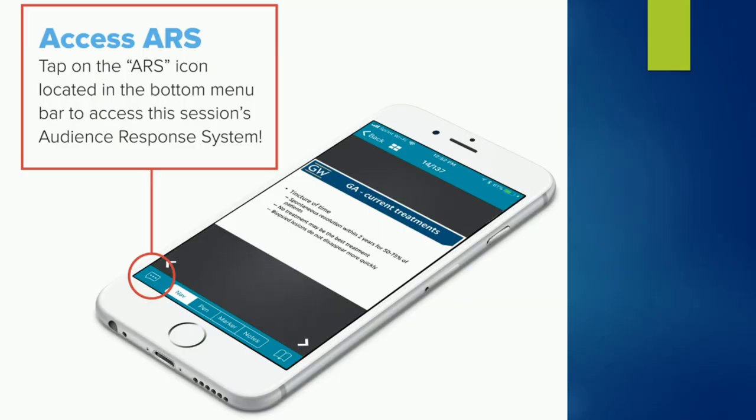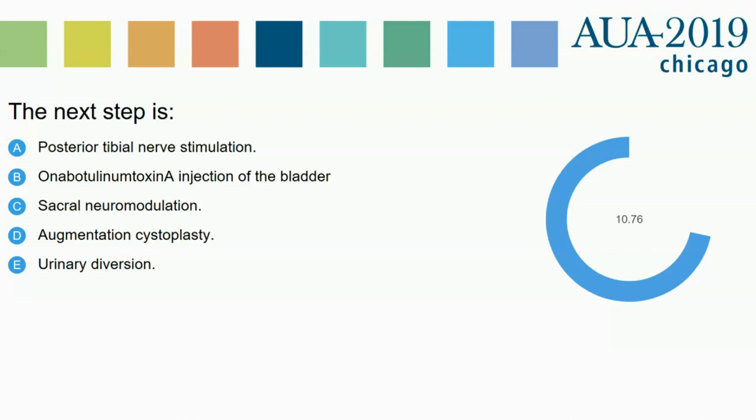Posterior tibial nerve stimulation, onabotulinumtoxinA, sacral neuromodulation, augmentation cystoplasty, urinary diversion. David's giving me the eye because he edits the exam, and that's probably not a great question, but it's for discussion. Okay, so this is worth discussing.